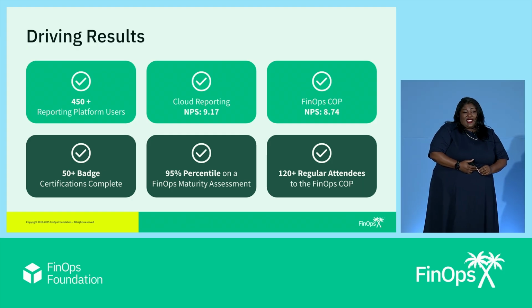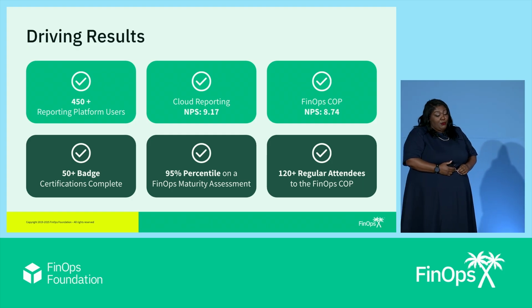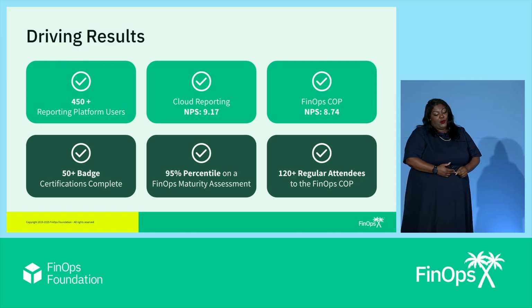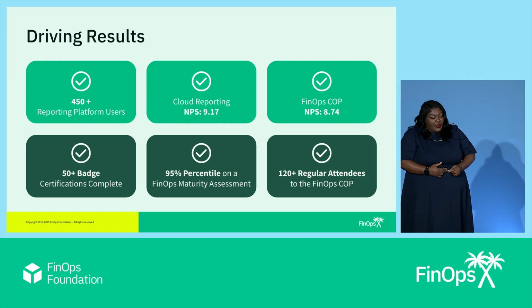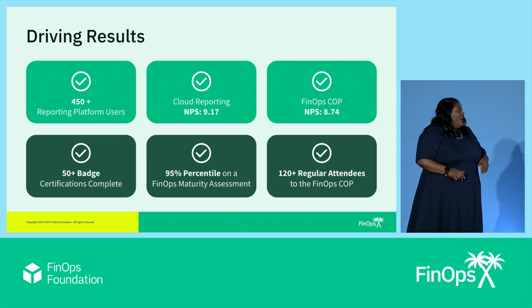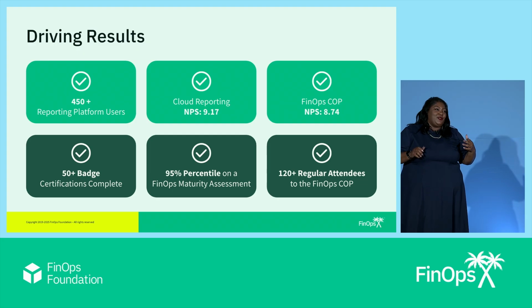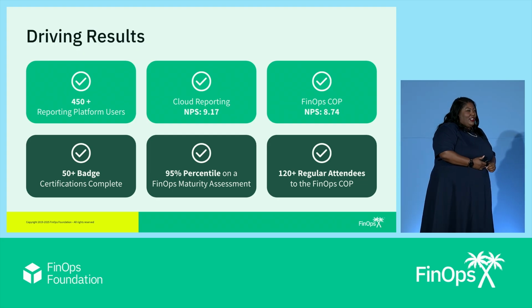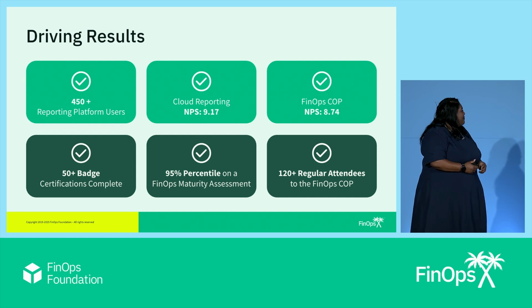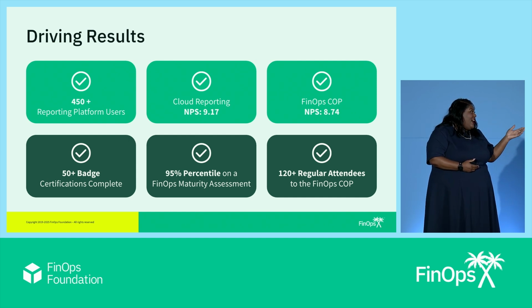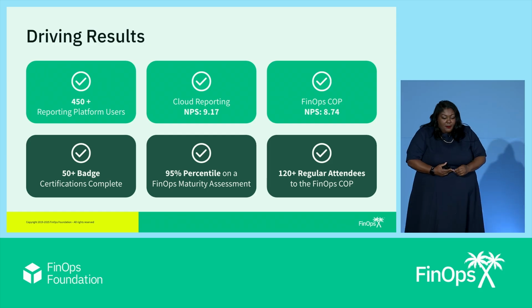Our cloud reporting has gotten a 9.7 net promoter score. Our FinOps community of practice has a net promoter score of 8.74. We've had over 50 people complete the badge certifications. We made it so that if you did all three, you got a fourth badge for your effort. And that really got people to take that last badge. So I will also say we got a 95 percentile on our FinOps maturity assessment.